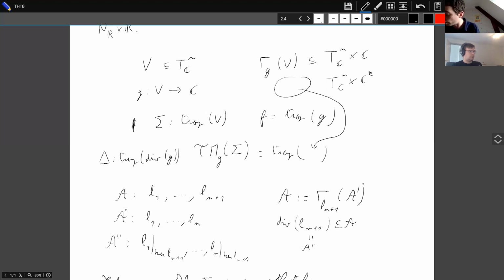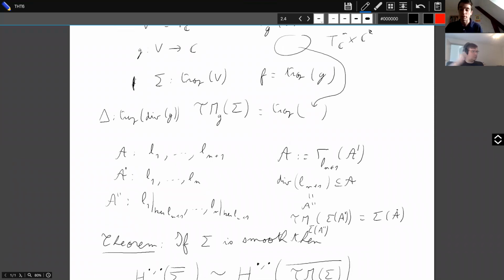And so if you have the tropical modification of the Bergman fan associated to A prime along the Bergman fan associated to A second, which is just a tropical modification, it is just equal to the Bergman fan associated to A.